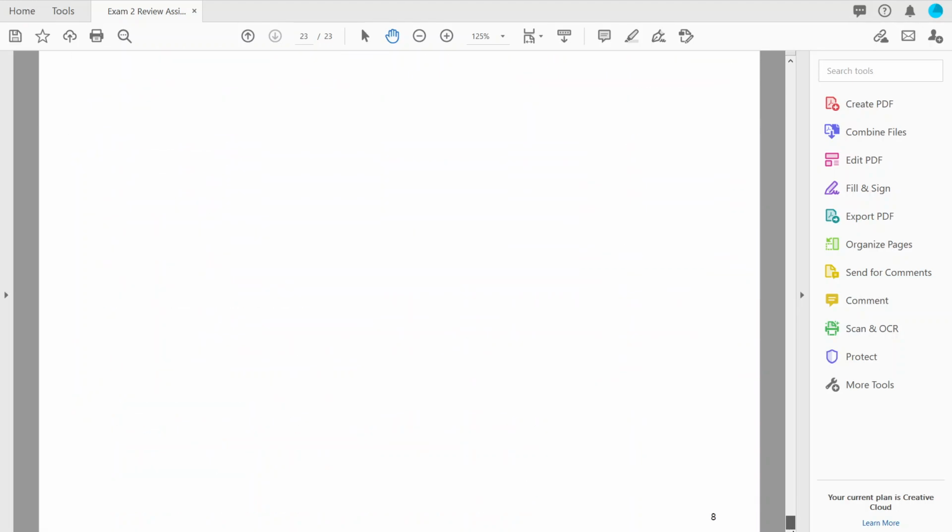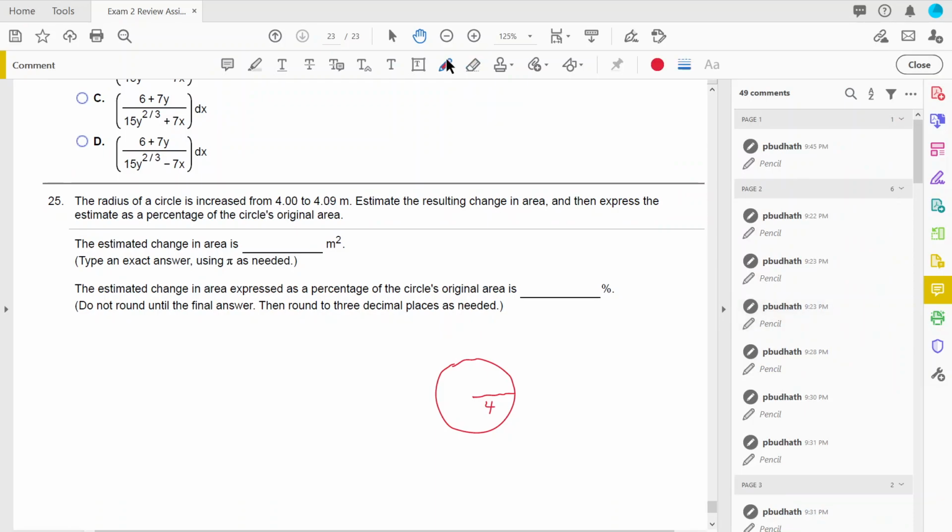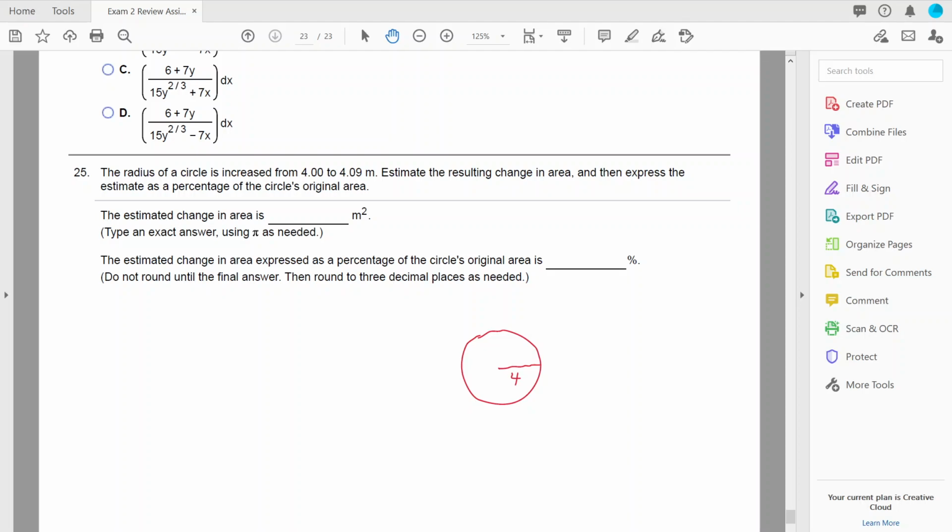Now for the last problem, that's 25. The radius of a circle is increased from 4.0 to 4.09. So there is a circle, and the radius of the circle at the beginning is 4, and we would like to increase the radius of that circle slightly by 0.09. So the radius of the new circle will be 4.09. So you can see that the radius is increased from 4 to 4.09.